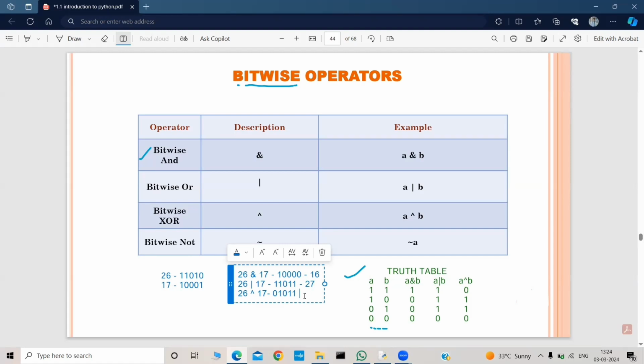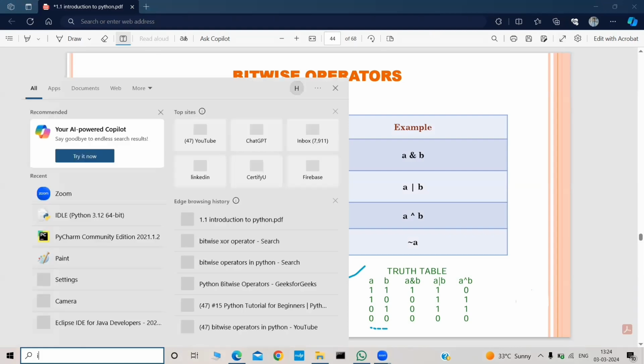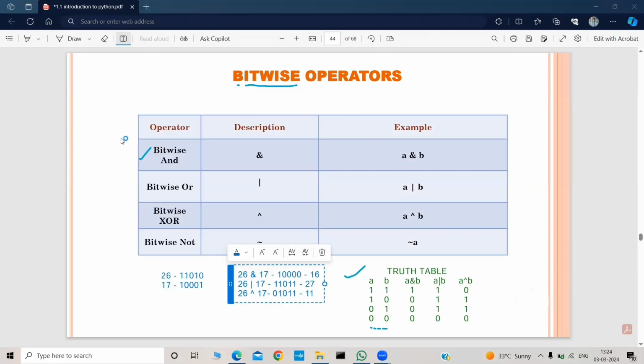We got 27 now. And this 2 power 0 plus 2 power 1, 3. And 3 plus 2 power 3, that was 8. 3 plus 8, that was 11. In this way, we will calculate. So, okay, let's work on them in code.